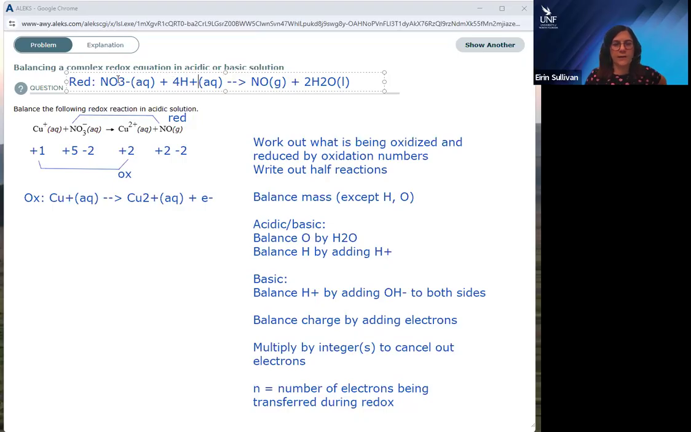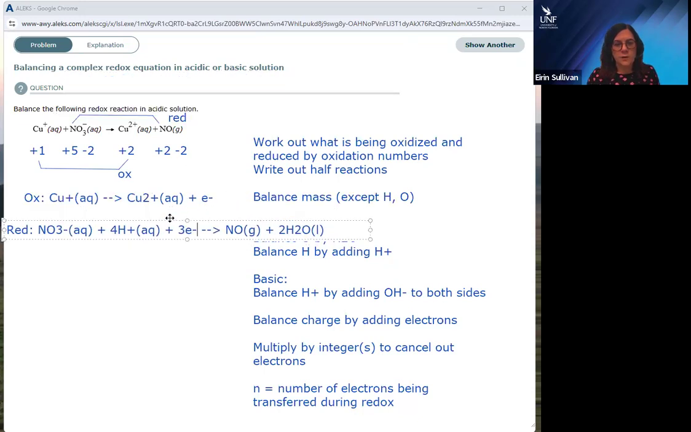So the last step is balancing charge. My net charge on the left-hand side is I've got -1 from my nitrate anion, and I've got +4 from those 4 H+ ions. So that is going to give me a net charge on this left-hand side of +3. And on the right-hand side, that is neutrally charged. So to get a balance, I can add 3 electrons to my left-hand side to make my left-hand side sum to 0 net charge, right? -1 +4 -3 equals 0. So this is my balanced reduction half reaction.